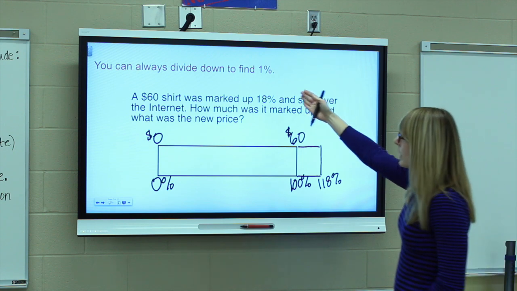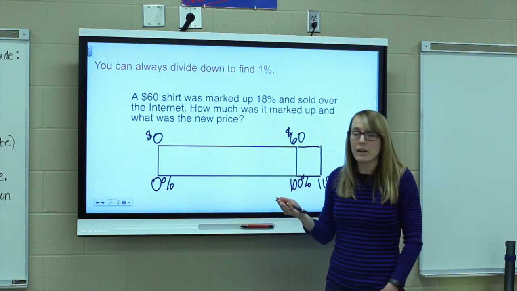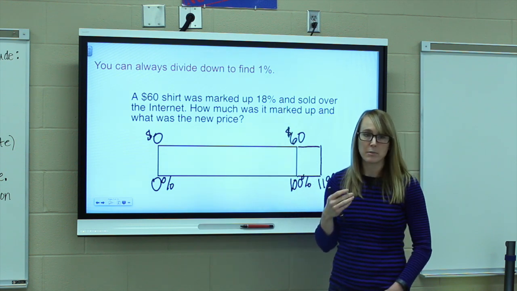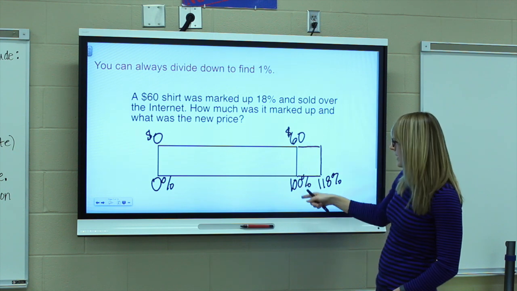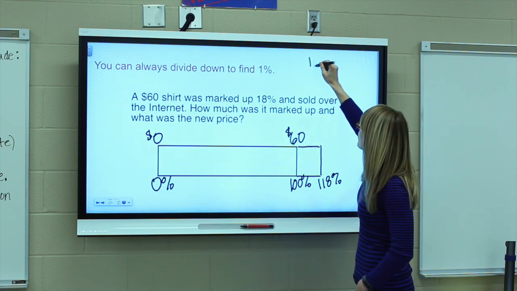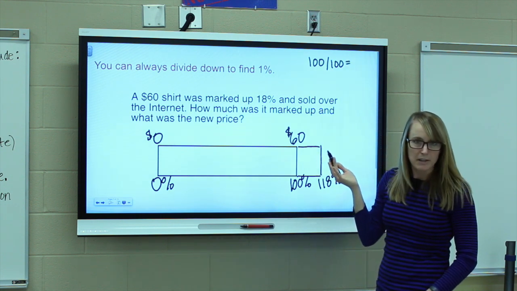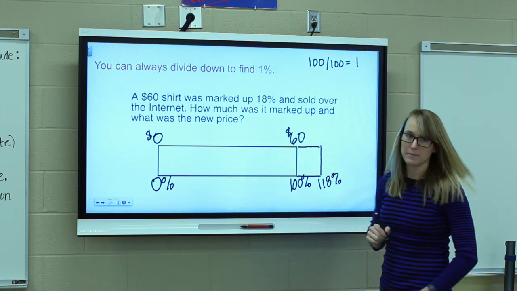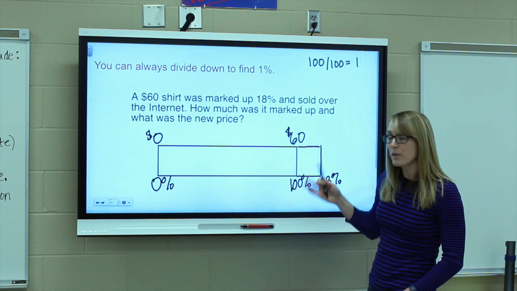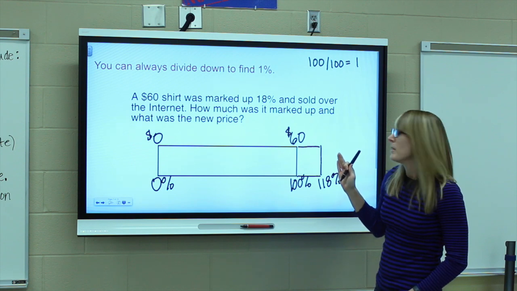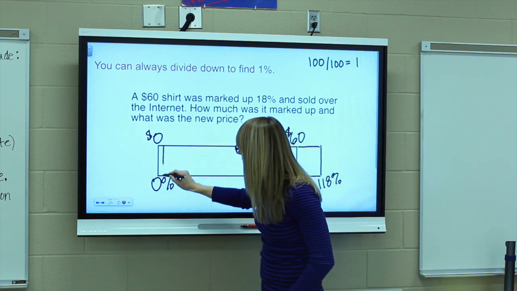Okay, in red it says you can always divide down to find 1%. This will always work. If you're on a percent that's not an easy number to work with, you can always do this. Because if you know the 100%, you know that 100 divided by 100, any number divided by itself is always 1. So also, the scale factor that we've been working with fits into this type of problem, because if you take 100 divided by 100, that's going to find you the 1%.